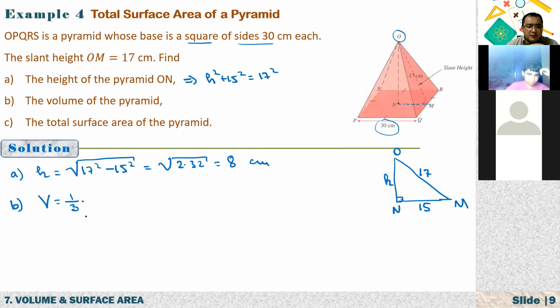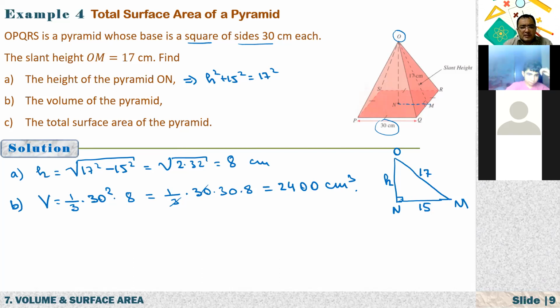So now from here, volume is equal to 1 over 3 times base area times height. What is the base area? It's a square, so base area is 30 squared. What is the height of the pyramid we have just found here? That's equal to 8. So here we have 1 over 3 times 30 times 30 times 8. So 30 over 3, that's equal to 10. 10 times 3 is 300. 300 times 8 is equal to 2400 cm cubed. Okay, that is the volume of this pyramid.